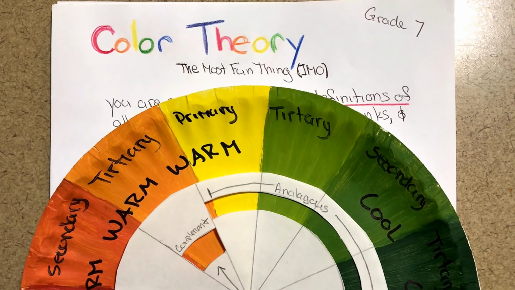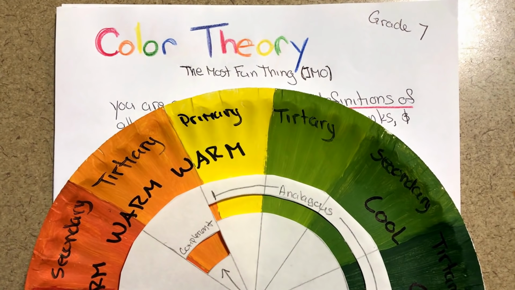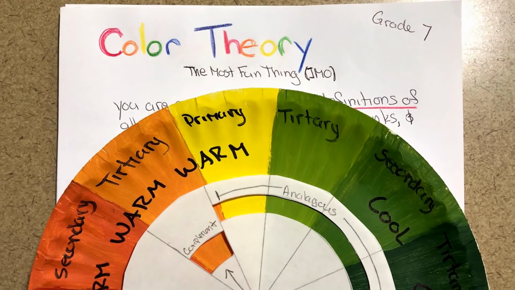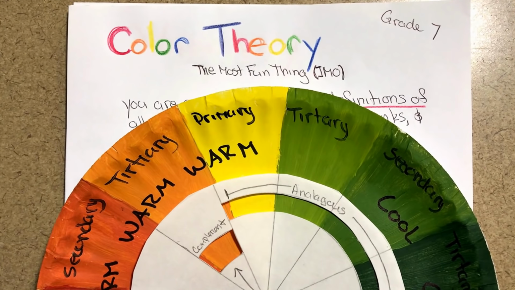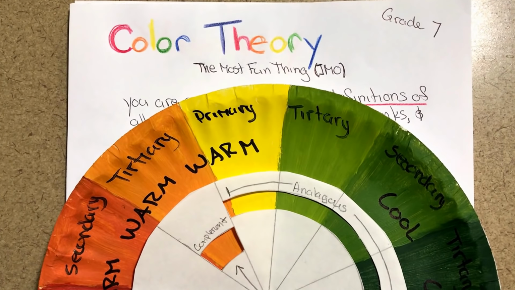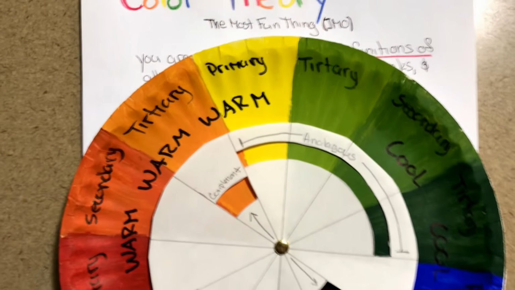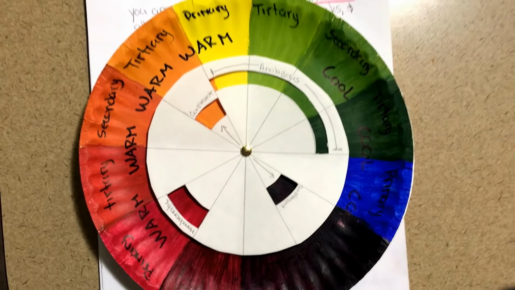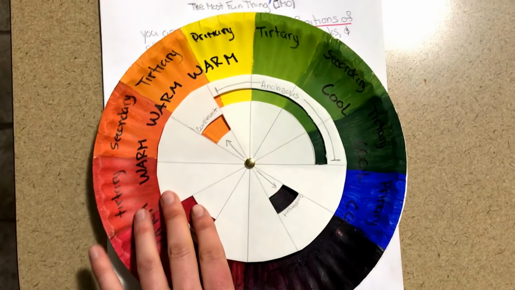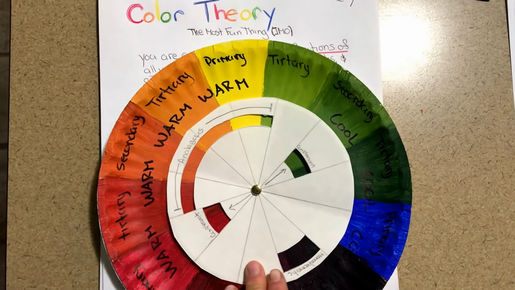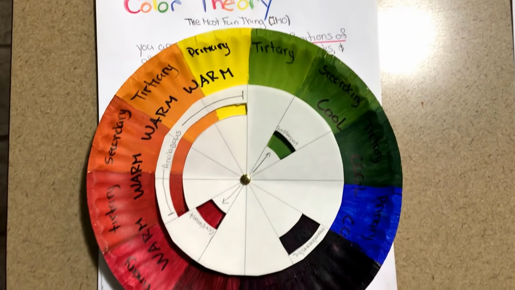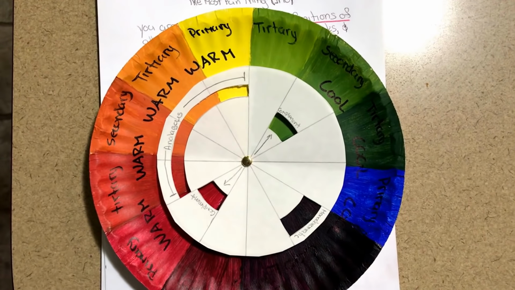This is color theory for grade 7. It is honestly the coolest thing in my opinion. In this video, I will be introducing you to color theory and walking you through some of the steps to make this color wheel. And then we will make this window in class so you can use it to choose and see color families.